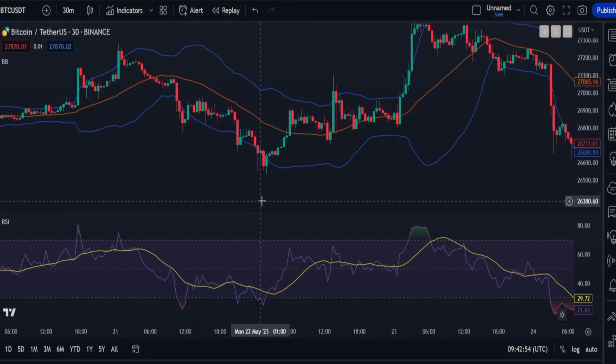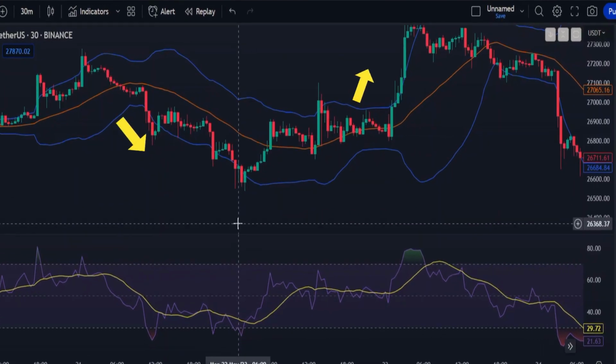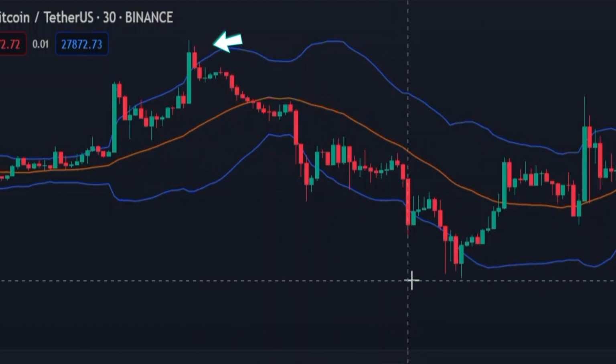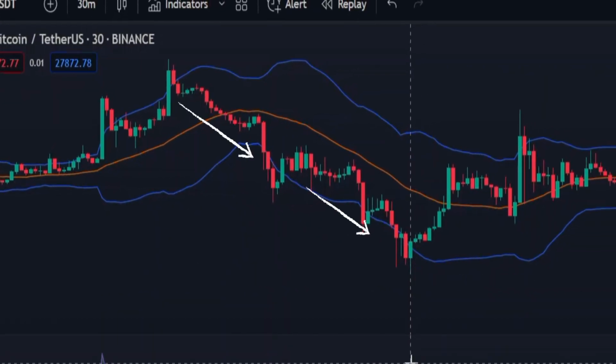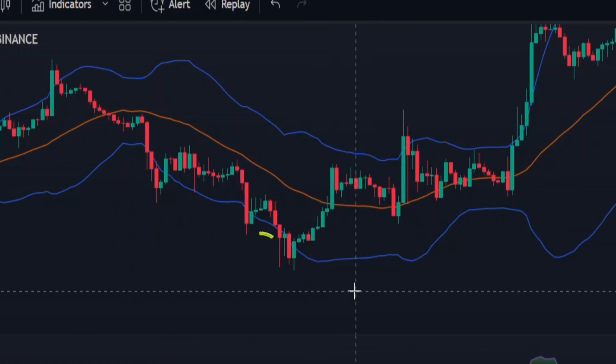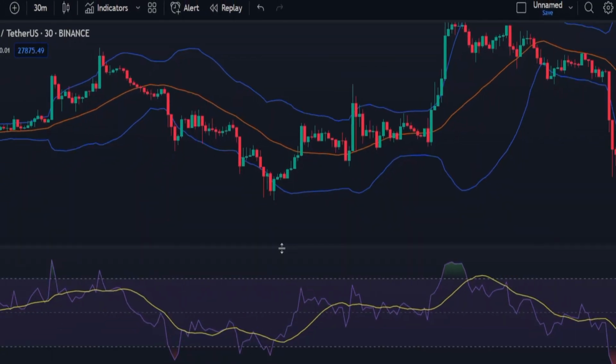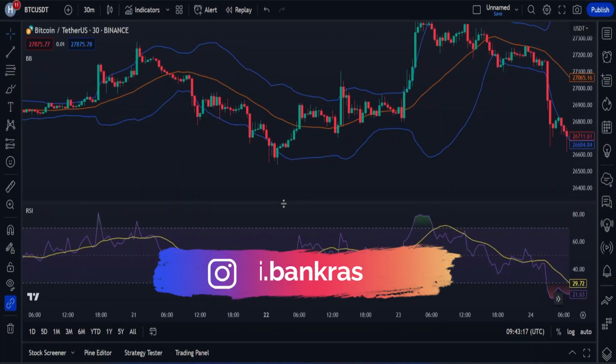For instance, following a significant price movement in either direction, we can reasonably anticipate that the price will eventually revert back to the average. Therefore, if the price exceeds the upper Bollinger Band, it suggests a potential sell trade opportunity. Conversely, if the price falls below the lower Bollinger Band, it indicates a potential buy trade opportunity. While this criterion appears straightforward, relying solely on it may yield suboptimal results.